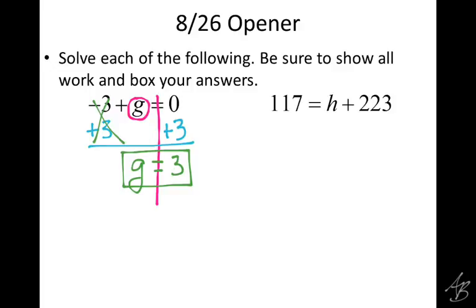Alright, last one's where you got to do a little bit of math. We want to get the h by itself. Don't forget your line of equality. So what do we need to get rid of? The 223. So we're going to do that by subtracting, right? So we subtract 223, need to do it on both sides. First thing that's going to happen here is, well, we can't subtract, can we? Why can't we subtract it the way it is?